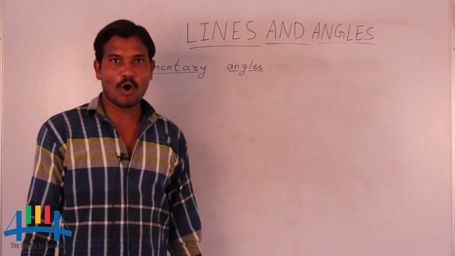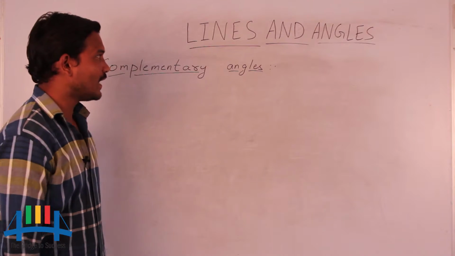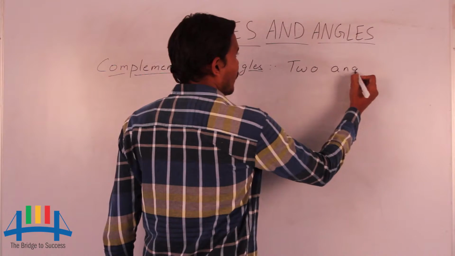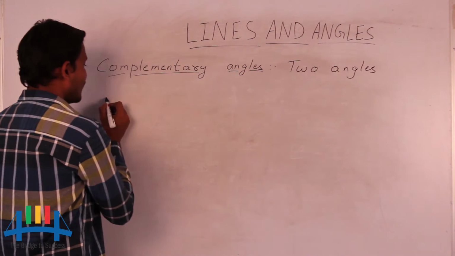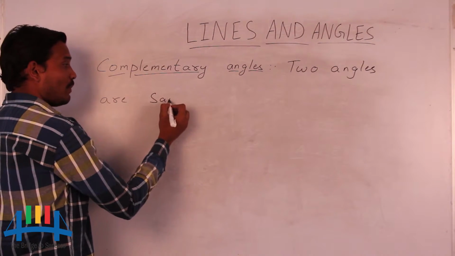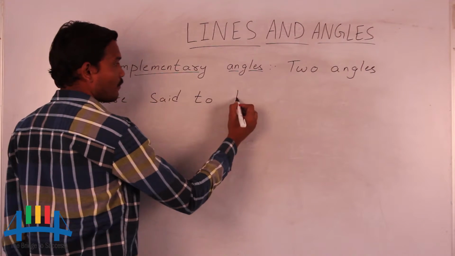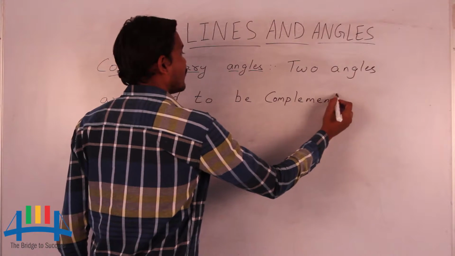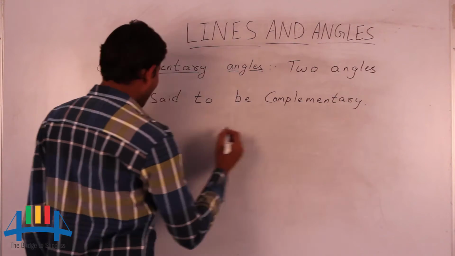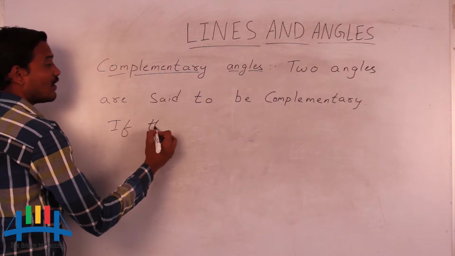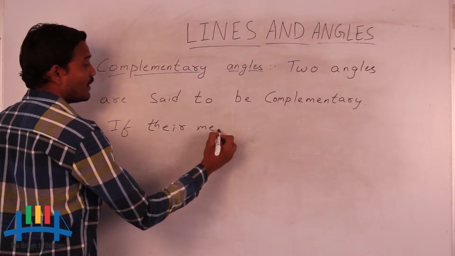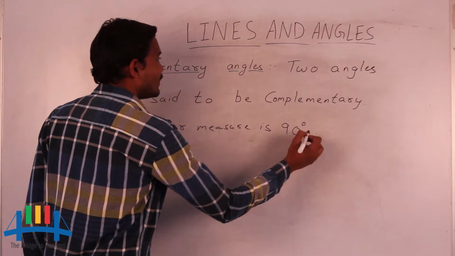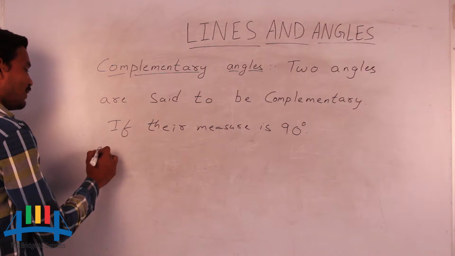Now we will learn about complementary angles. So what do you mean by complementary angles? Two angles are said to be complementary if their measure is 90 degrees. If their measure is 90 degrees exactly. So I will consider an example now.